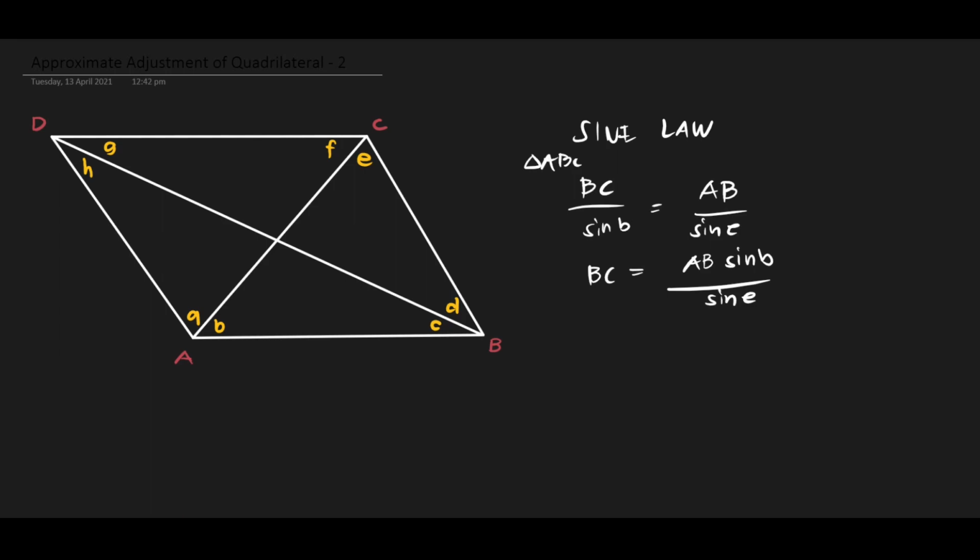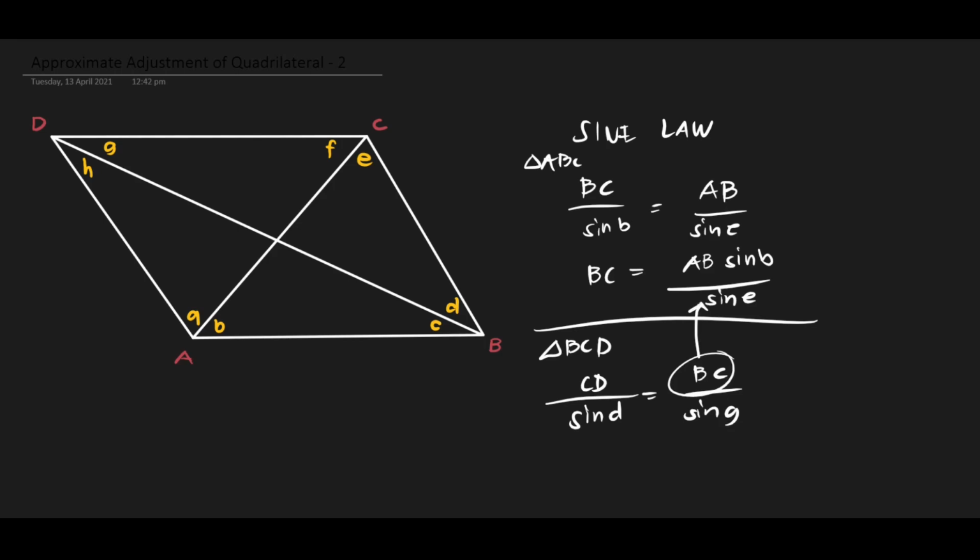Now, what if we want to compute for side DC in triangle BCD? We want to compute for side CD, CD using BC. So CD over sine D is equal to BC over sine G, right? But since BC right here is equal to this, so we can say that CD is equal to AB sine B times sine D all over sine E times sine G, right? So this is the same.